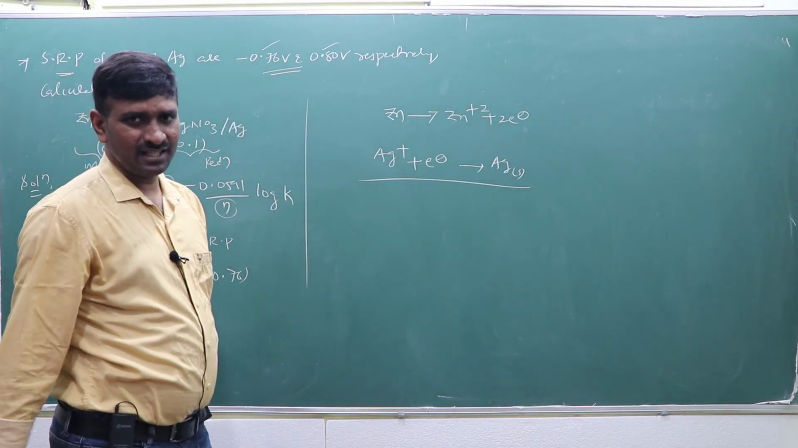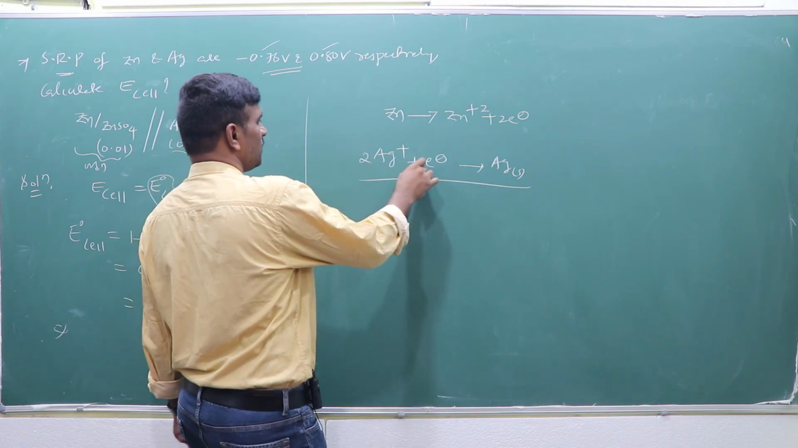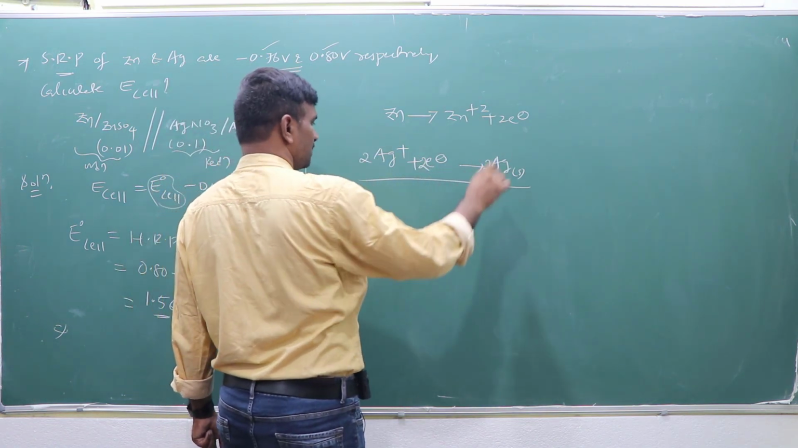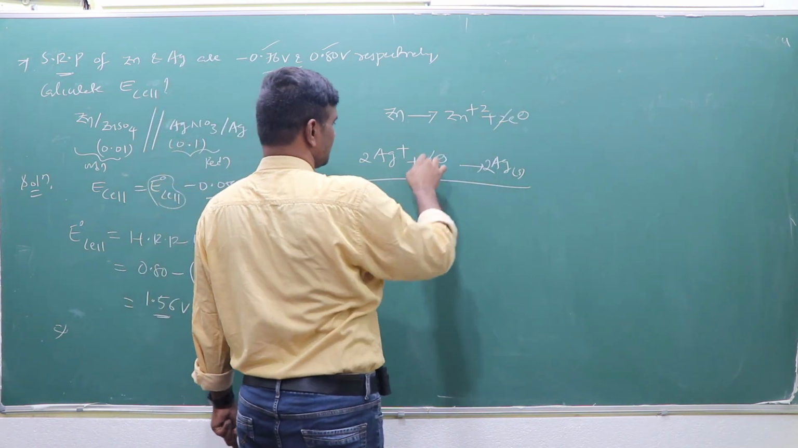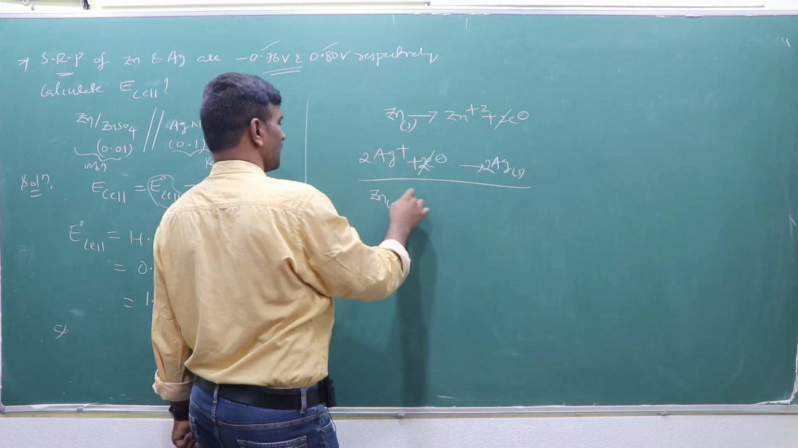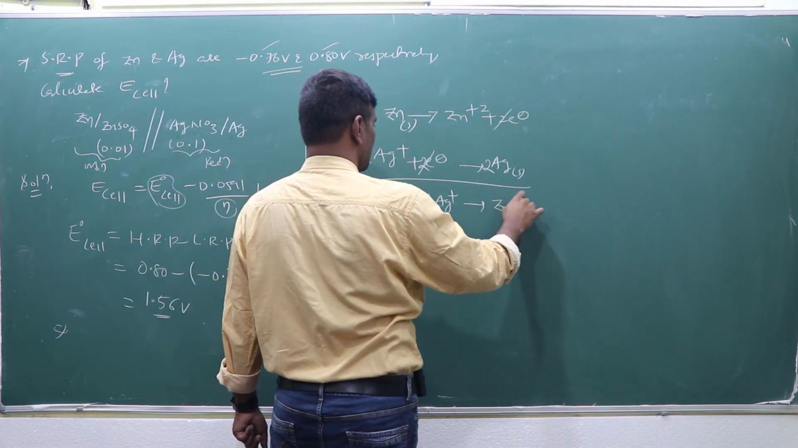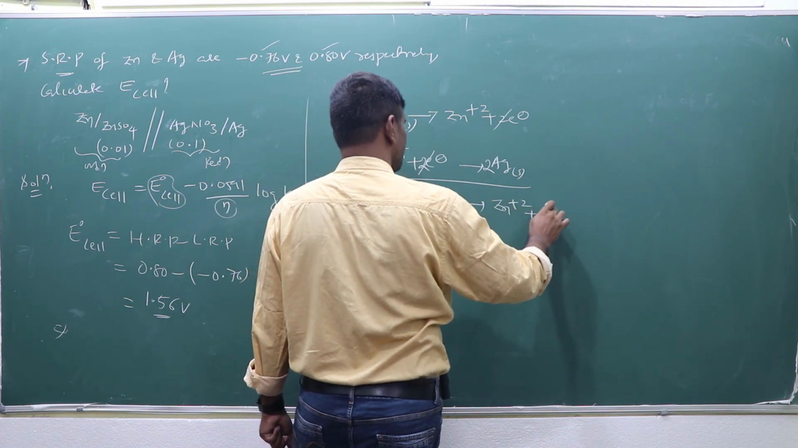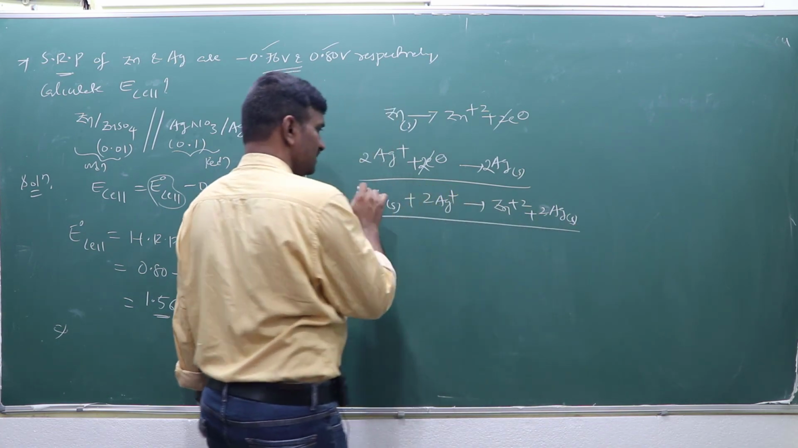To equalize the equations, that means to balance the equations, which one can you use? 2 electrons, and like that 2. Then what will happen? That means zinc solid plus 2 Ag plus is going to be zinc plus 2 plus 2 equivalents of Ag solid. This is the cell reaction.